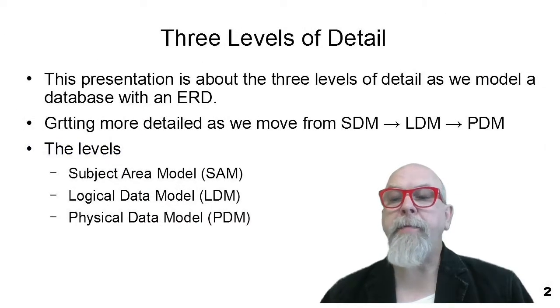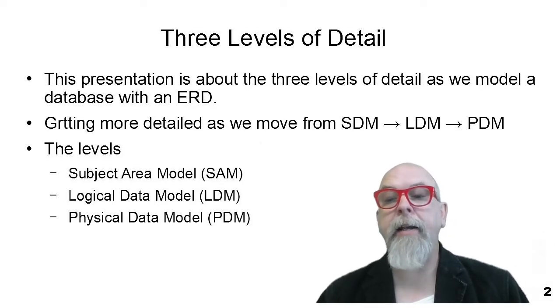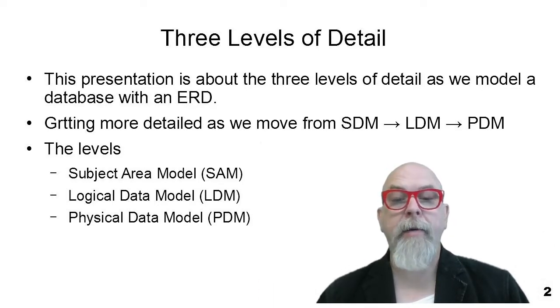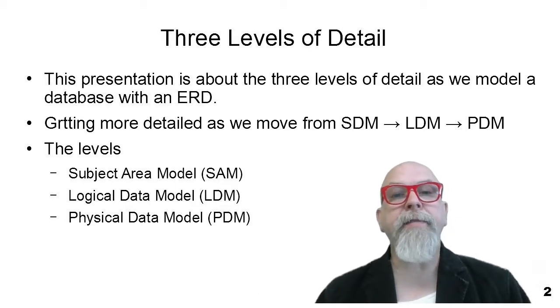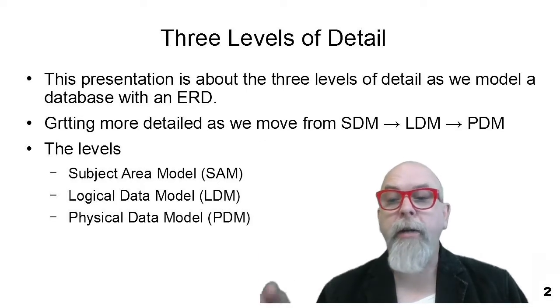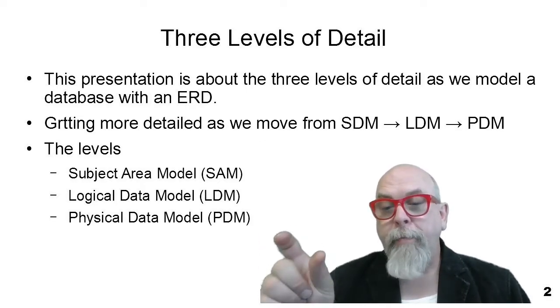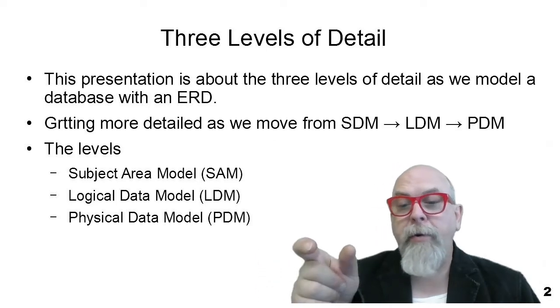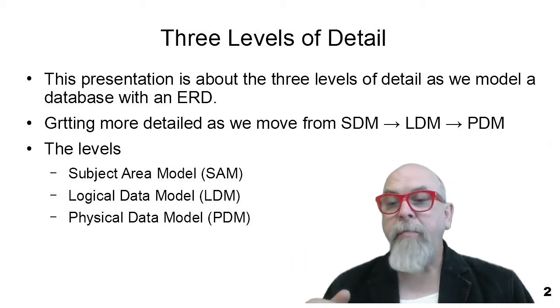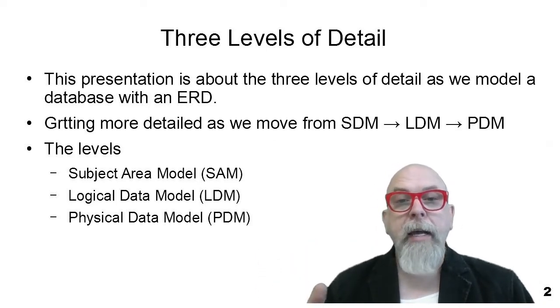Again, this video is about the three levels of detail commonly found in entity relationship diagrams. You can stop and think about models and the levels of detail within a model. Think about a model airplane. You can get a little plastic model airplane that's this big. It's pre-assembled. Maybe the propeller spins. It certainly won't fly, but it gives you a feel for what an airplane sort of looks like.